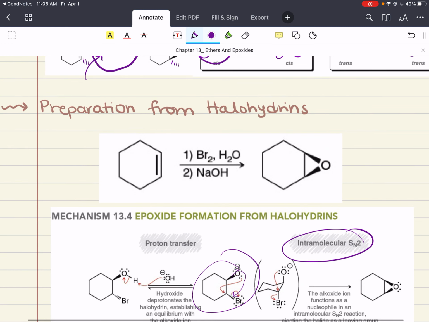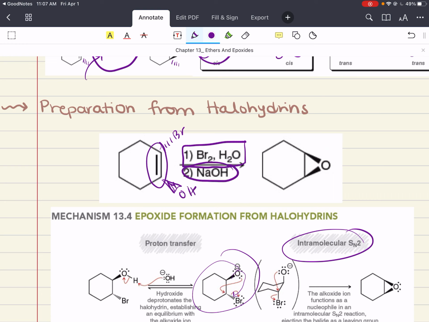So you have a double bond here. You can do your halohydrin reaction. This will add bromine and alcohol to your ring. And then when you treat it with a strong base, they'll attack each other and form an epoxide.